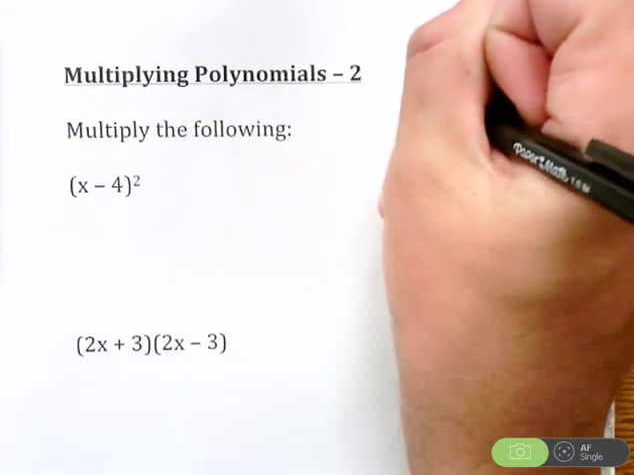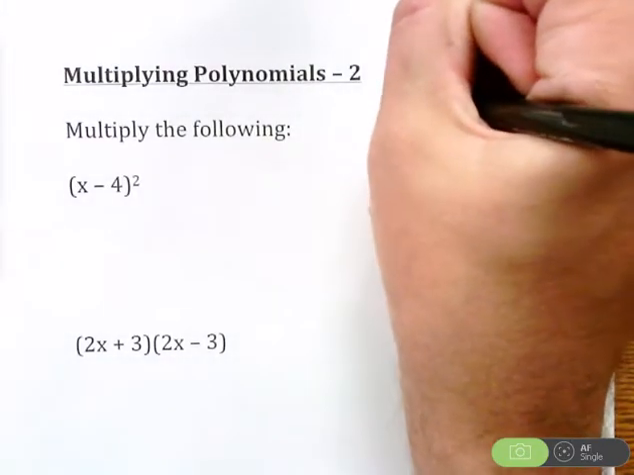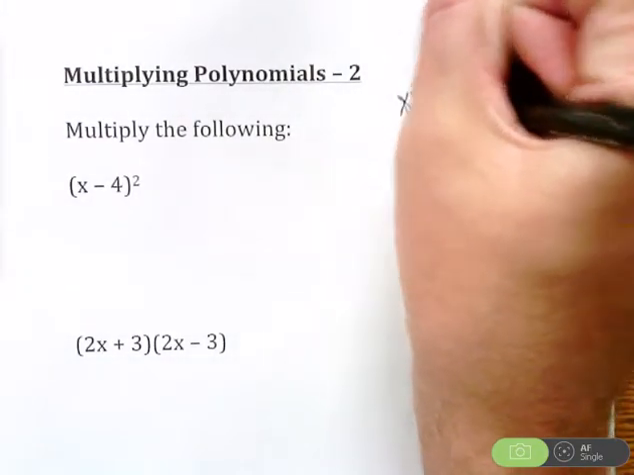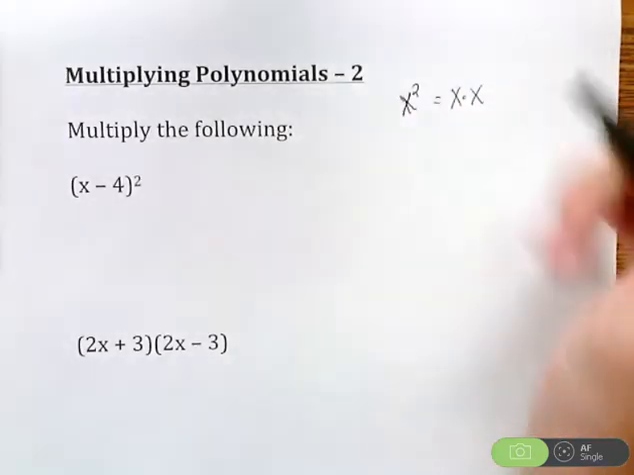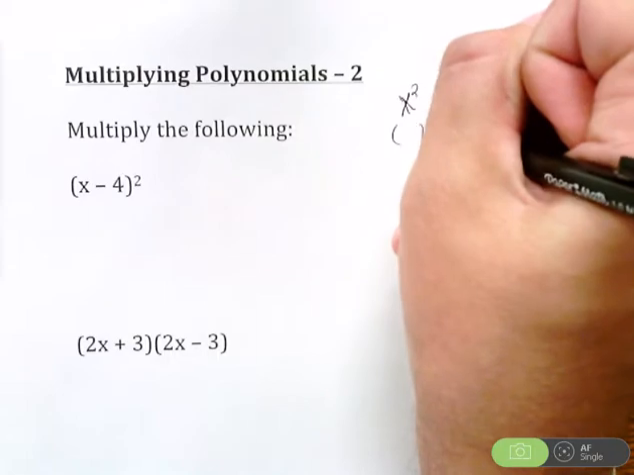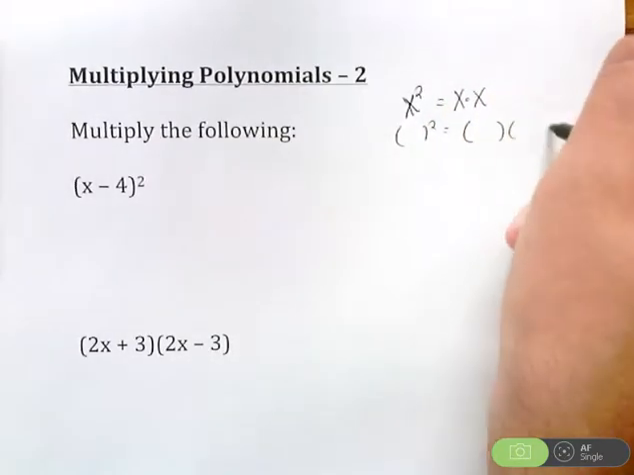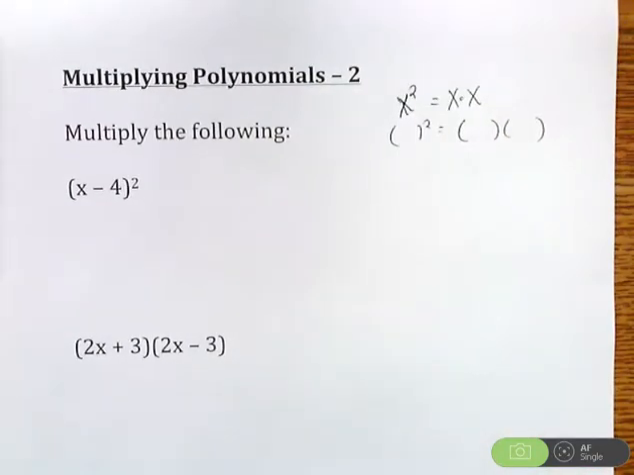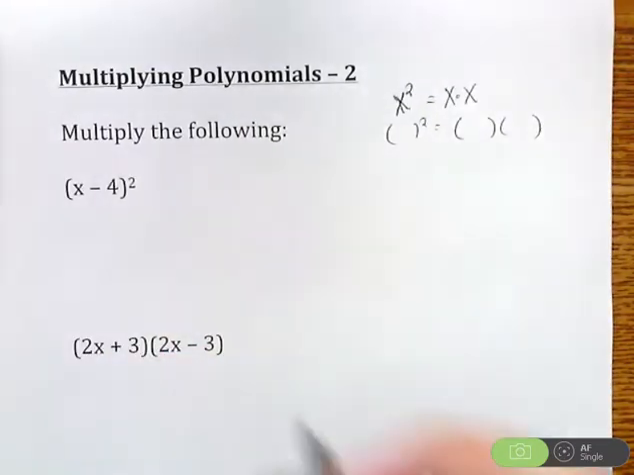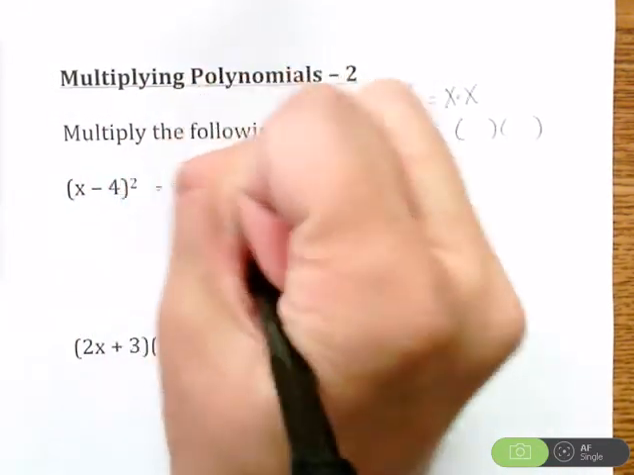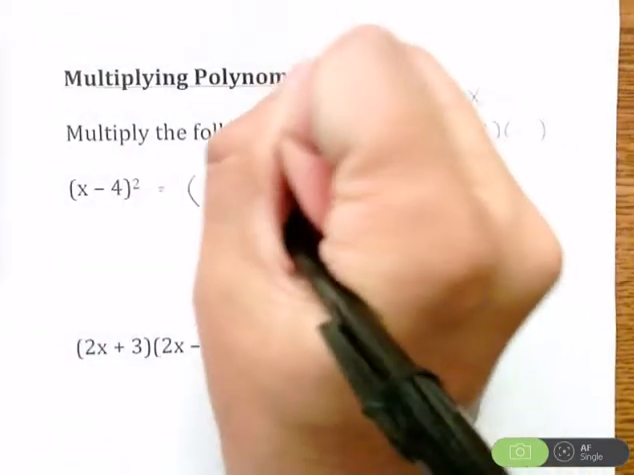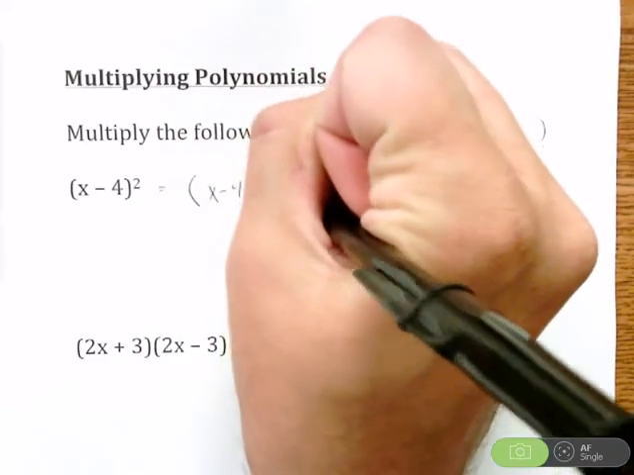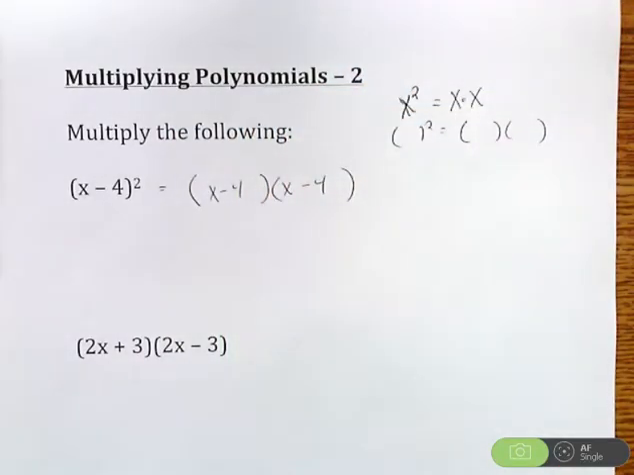So for example, if you have x squared, something to the power of 2, that just means take x times x, whatever it is times itself. So if you have some parentheses squared, it's that parentheses times itself 2 times. So if I have x minus 4 squared, what I like to do is I will write this out 2 times just to see what we're doing. So I'm going to have x minus 4 times x minus 4.